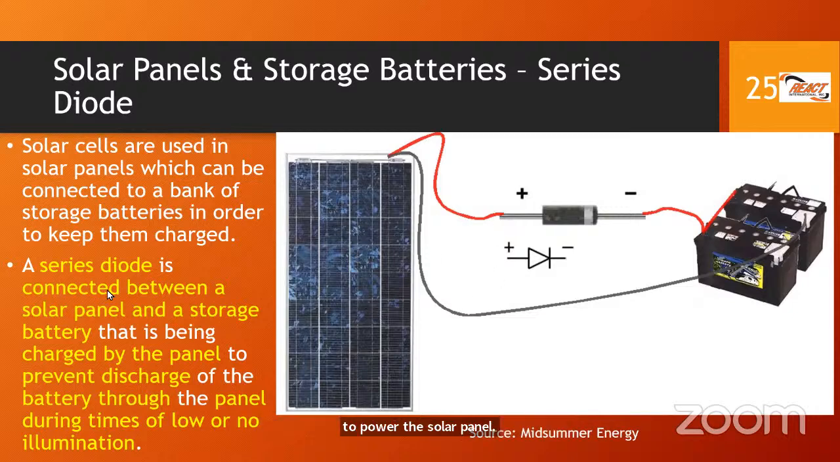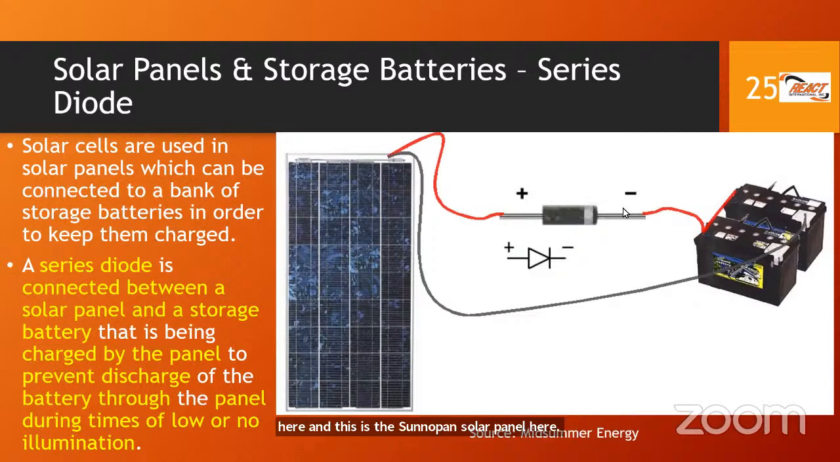So that's an exam question. A series diode, which is this here, is connected between a solar panel and a storage battery. This is the storage battery here, and this is the solar panel here. This is the diode. It's connected.